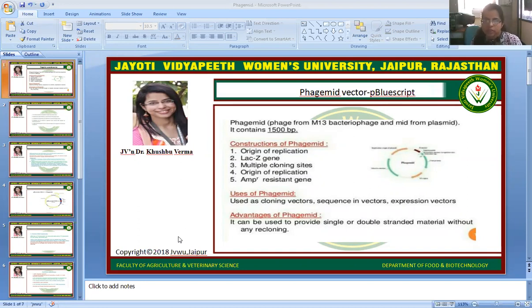Uses of phasmid. It is used as a cloning vector. It is used in sequencing vectors, and it is extensively used as an expression vector. Advantages of phasmids are that they can be used to provide single or double-stranded material without any recloning. So it will not give you false results in cloning approaches.